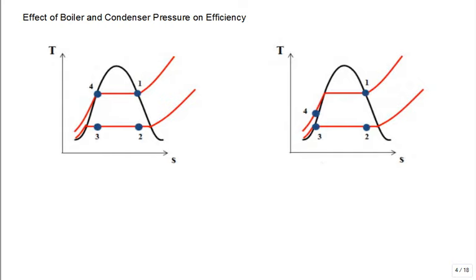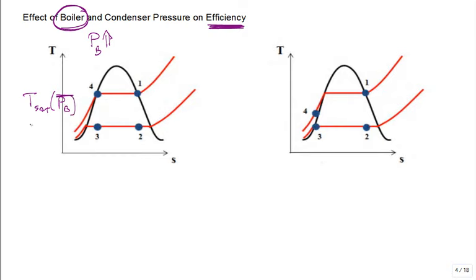The effect of boiler and condenser pressure on efficiency. We talked about this last time. What would you like to do to the boiler to improve the efficiency? Boost the pressure. Hence, if you boost the pressure, that boiling temperature goes up. So you want to boost the boiler pressure. When you do that, you boost the temperature between 4 and 1, where a lot of heat is brought into the cycle where it's actually boiling. That's the saturation temperature at that boiler pressure.